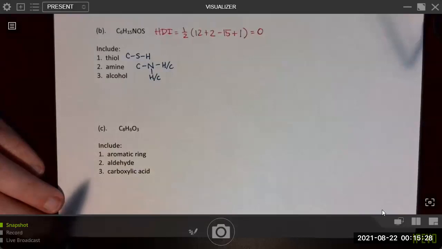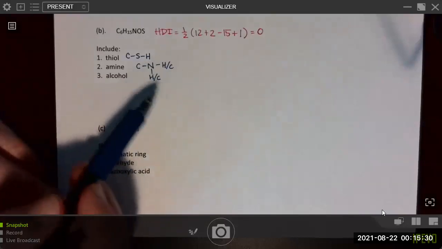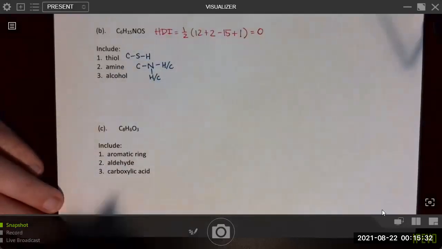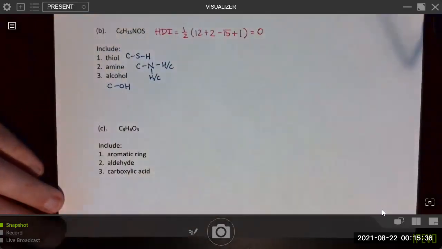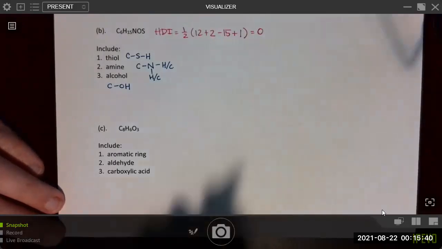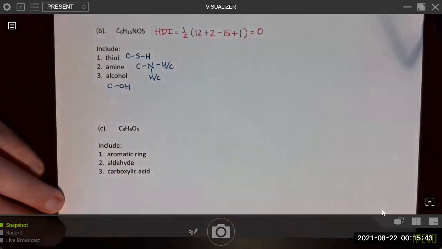Again, you don't have to have a pi bond here for an amine, so that's good. And then of course the alcohol is the C-OH, so no problem. So it looks like we should be able to draw a structure without any HDI, so we're probably okay. So let's go ahead and draw in 6 carbons.